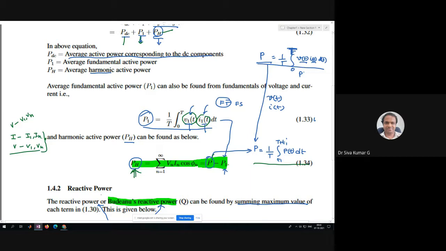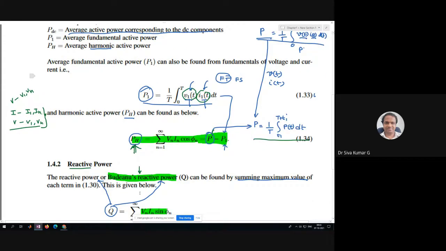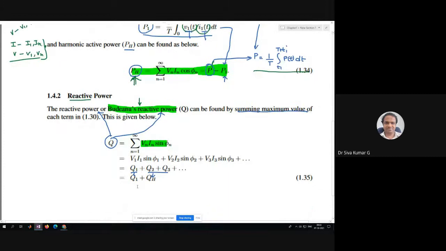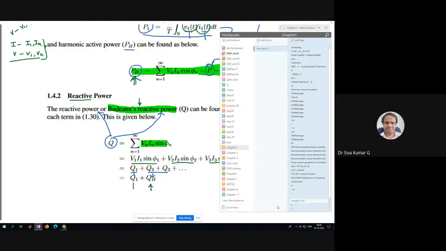The reactive power, the other name for which is Budeanu's reactive power, is obtained by summing the maximum values of the terms of 1.3, so we get these powers: Q1 = V1 I1 sin phi 1, V2 I2 sin phi 2, V3 I3 sin phi 3. This entire equation can be called the reactive power or Budeanu's reactive power. This is the fundamental reactive power, and this is the harmonic reactive power. We have seen this in the last class also.